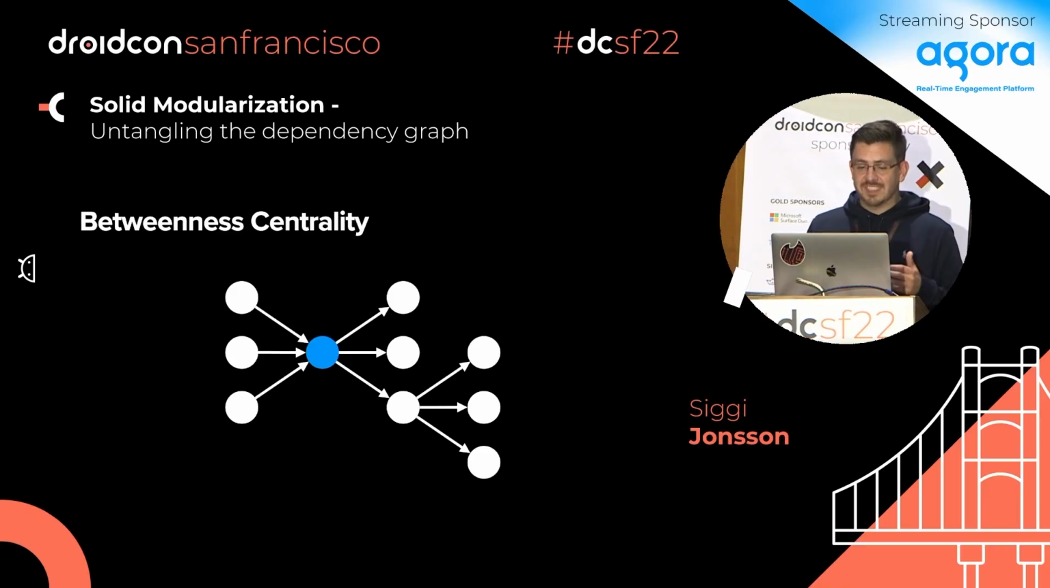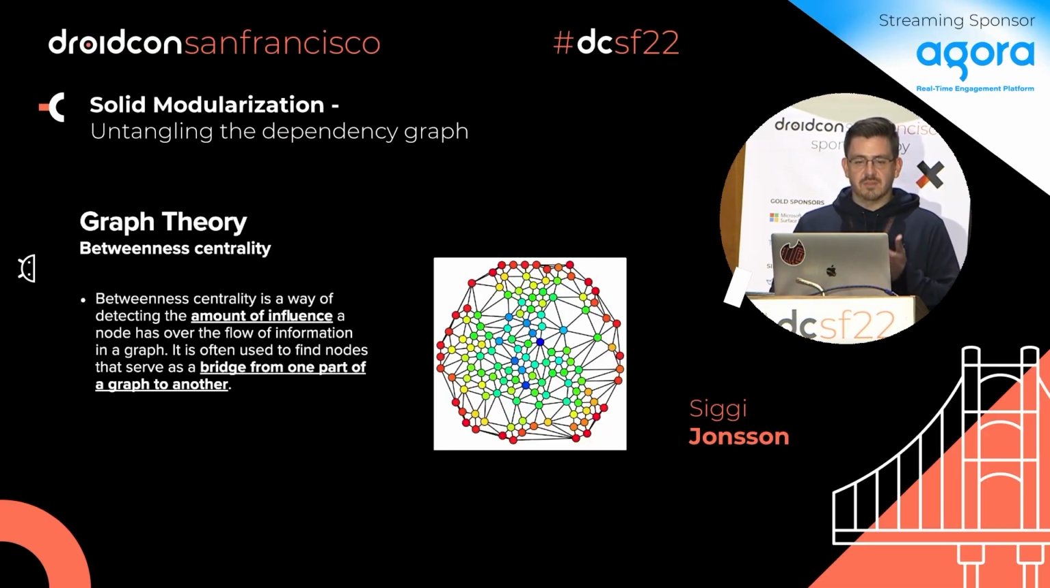A final stat I'd like to share, and this is probably by far the most interesting, is a metric called betweenness centrality. In graph theory, betweenness centrality is a way of detecting the amount of influence a node has. It can be used to find a node that's acting as a bridge from one part of the graph to another part of the graph. And in the picture there, the nodes that have the highest betweenness centrality are the ones in dark blue. You can see how the nodes that get called out are those at the center, or at the heart, of your dependency graph.